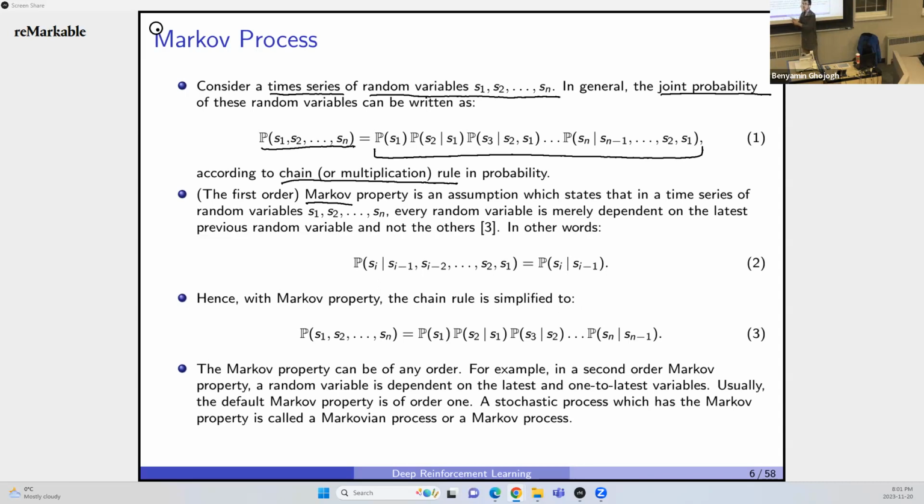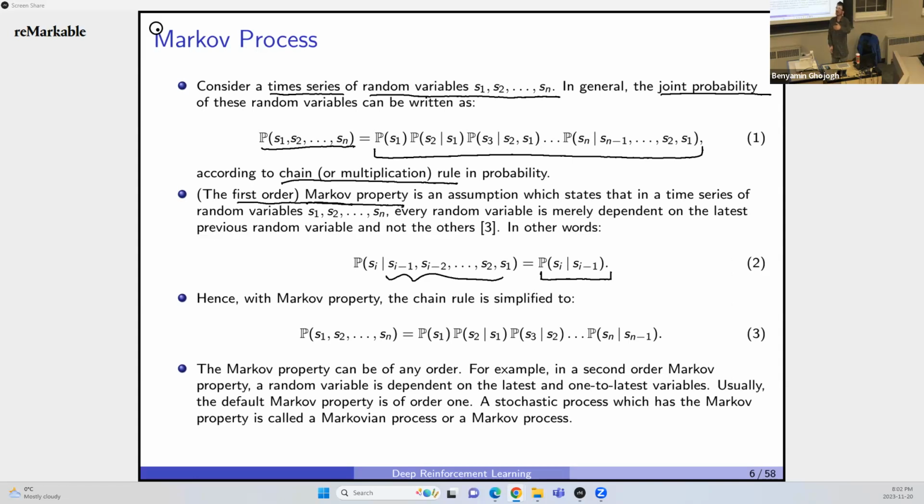Why do I need to condition on both S1 and S2? Let me only condition on S2 for S3. Then I go to S4. In general, I should say probability of S4 given S1, S2, and S3. Markov said the information of S1 and S2 is kind of encapsulated in S3. So let me only condition on S3, right? So as a result, Markov said, let's only, for Si, condition on S(i-1) rather than the whole past. This is called first order Markov property.